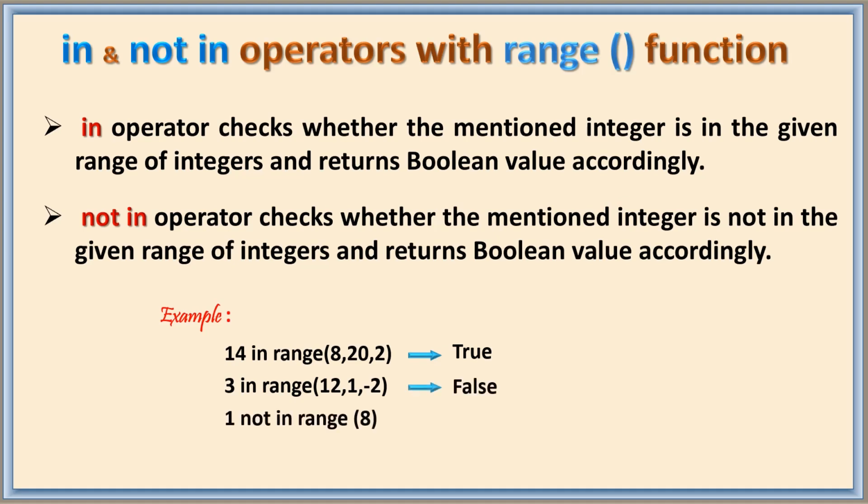The next example for not in. 1 not in range 8. See, 8 means it starts from 0 and then ends at 7. So 1 is there. You are checking not in. So it is false. One more example, 3 not in range minus 6, 0. The elements will be minus 6, minus 5, minus 4, minus 3, minus 2, minus 1. 3 will not be there. So this is true. Let me execute and show all these.